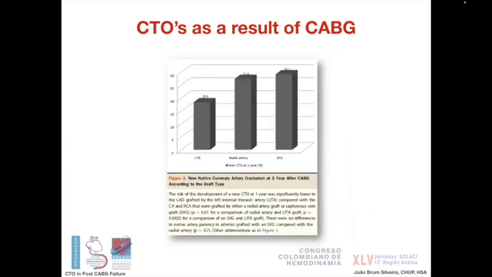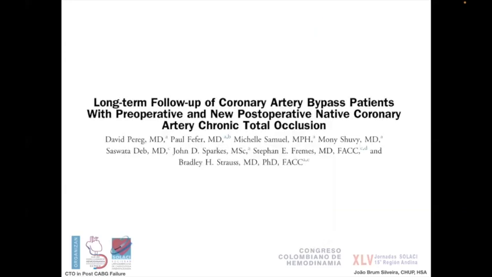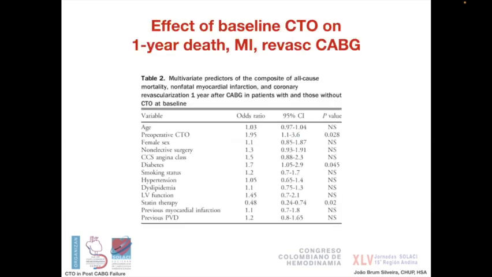And also in the native vessel, if you have a left internal mammary artery to the LAD, you have around 18% CTO, and if you have a radial, 27%, and if you have a saphenous vein graft at 1 year, you have 29% of CTO in these patients. And also, the long-term follow-up of these patients, as you know, is not good in terms of death, myocardial infarction, and revascularization. And the main important point is the preoperative CTO.